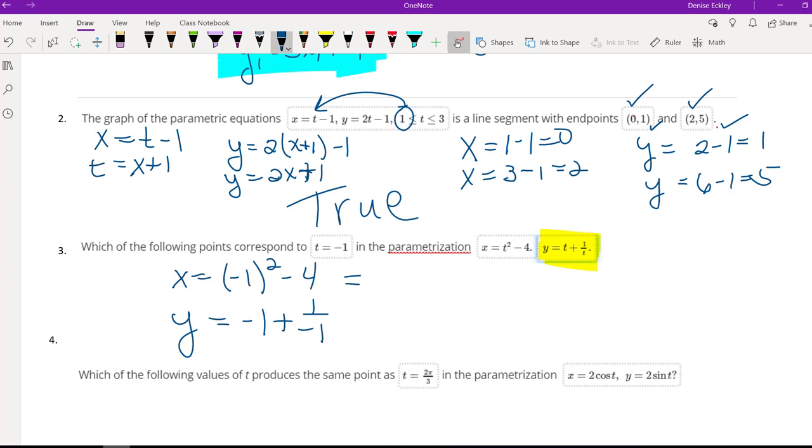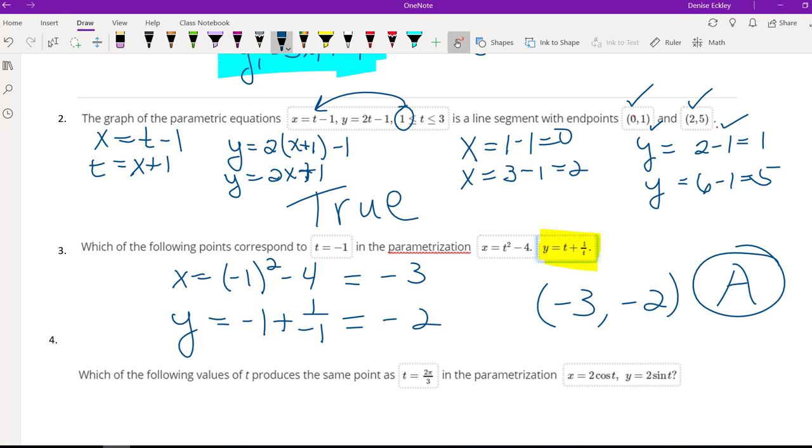And when you do this, you get 1 minus 4, so you get -3, and you get -2. So the point was (-3, -2), which I do believe was choice A.